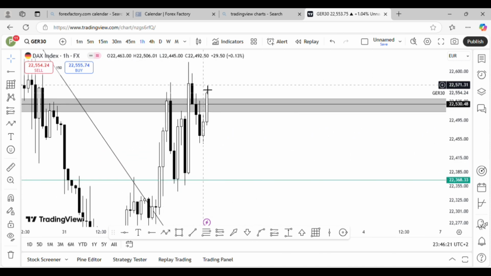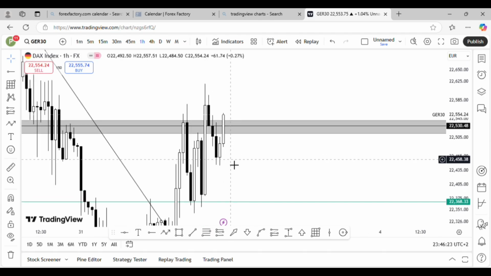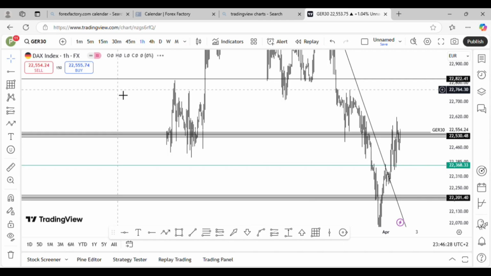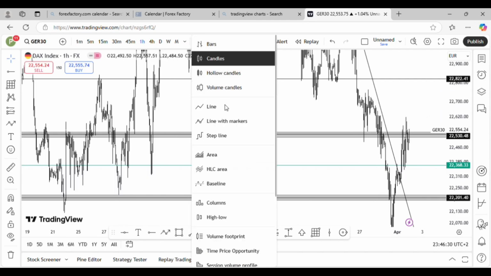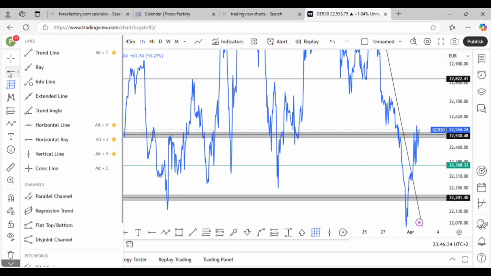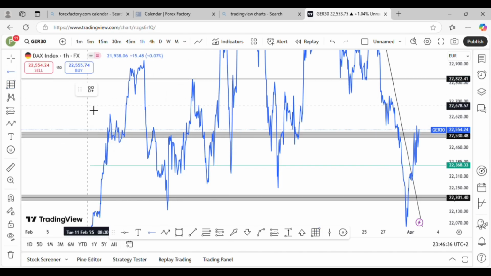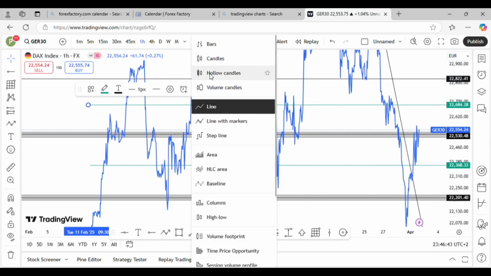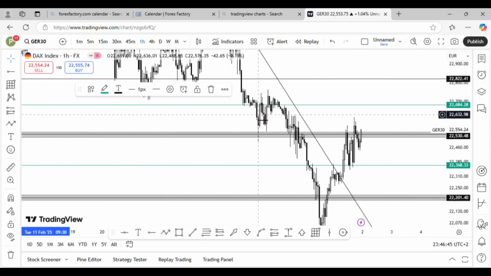Then the market dropped. The market came back down. So one thing that you also need to know, guys, is that we have to find at least another support or resistance in this manner here. Okay, so we have another one here. The market retested there. So we do change that.